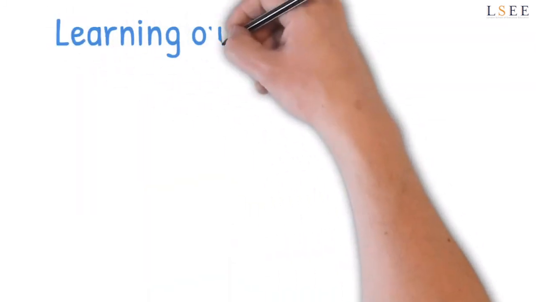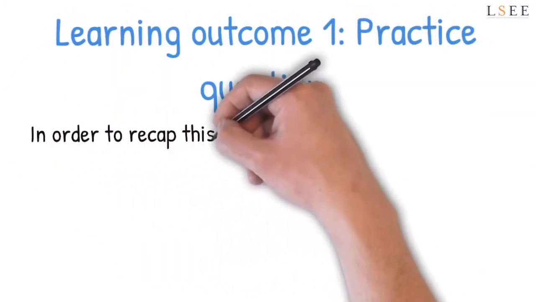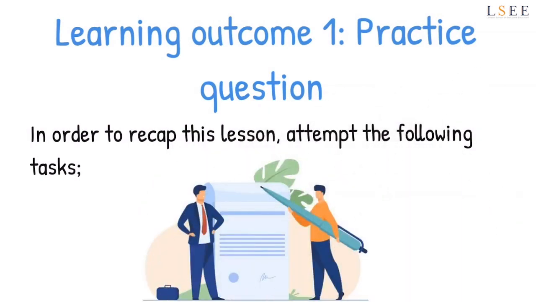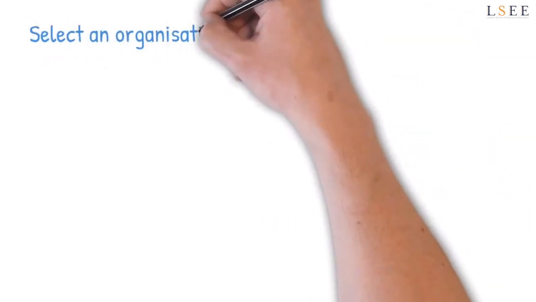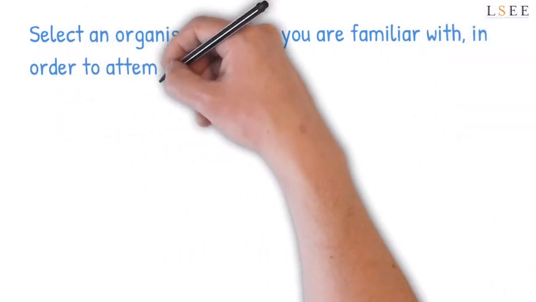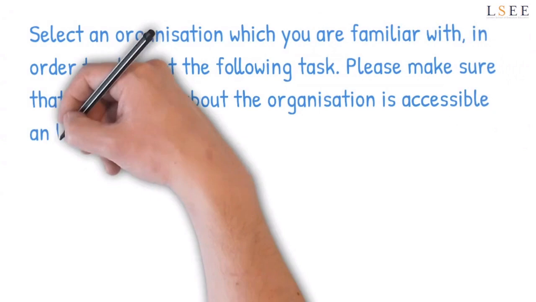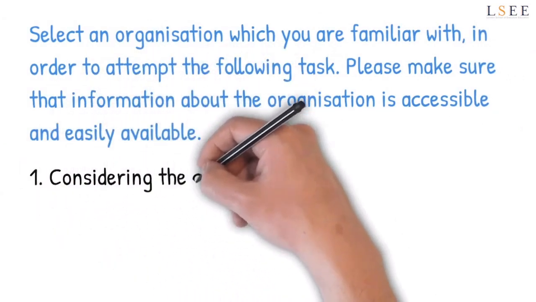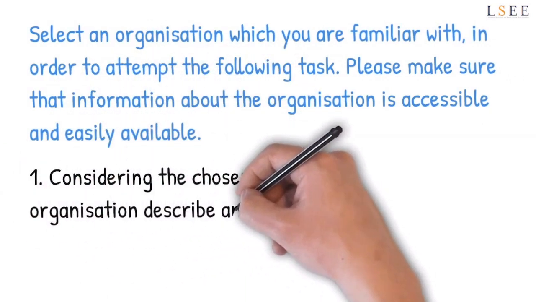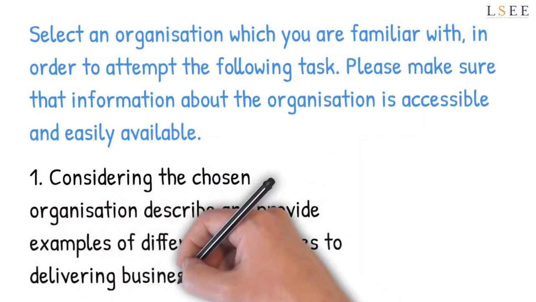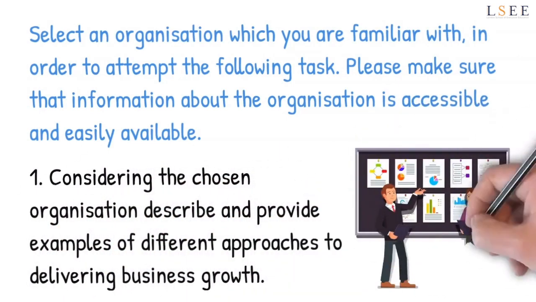Learning Outcome 1, Practice Question. In order to recap this lesson, attempt the following tasks. Select an organization which you are familiar with, in order to attempt the following task. Please make sure that information about the organization is accessible and easily available. 1. Considering the chosen organization, describe and provide examples of different approaches to delivering business growth.